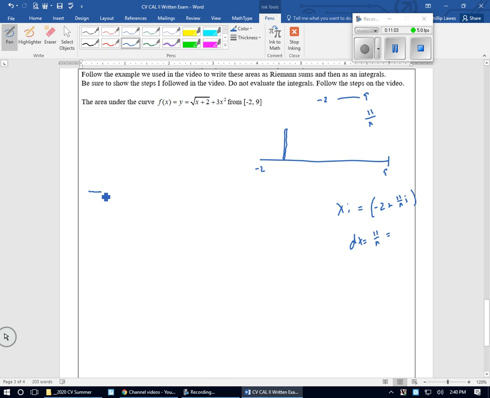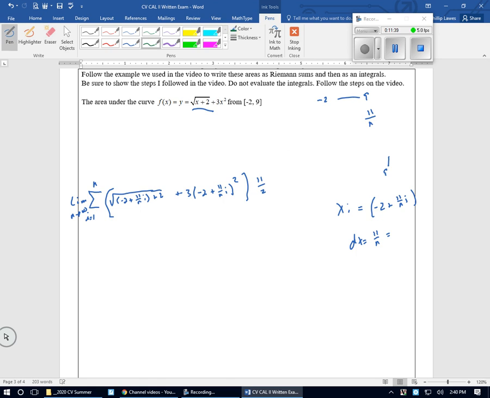So we're going to sum from 1 to n, limit as n approaches infinity, of this, the square root of x plus 2 plus 3x squared dx. And we write that in terms of calculus as my integral from -2 to 9, whose height is this, and whose width is that.